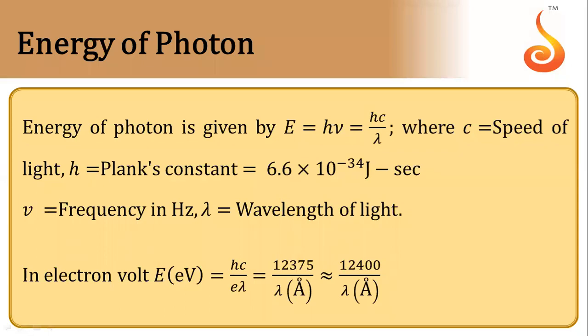Hi everyone. This is the topic energy of photon. So as we know, energy of photon is given by this relation. Energy is h into nu, where nu is the frequency and h is the Planck's constant, and the value of Planck's constant is 6.6 into 10 raised to power minus 34 joules second. So this is your Planck's constant value in SI unit.